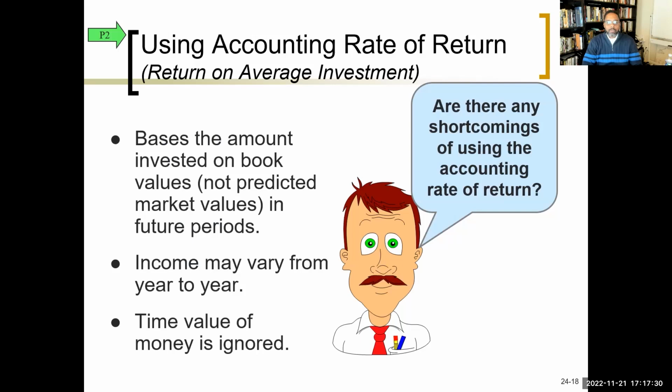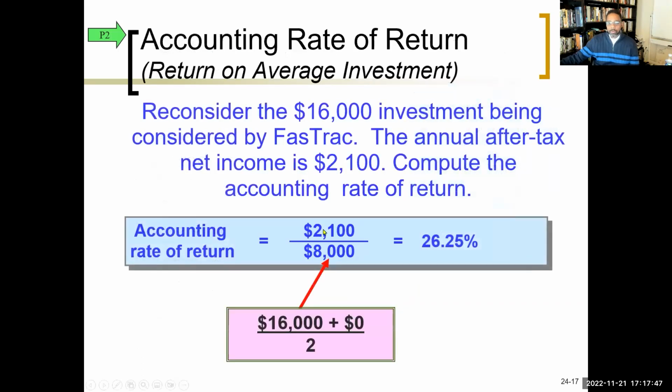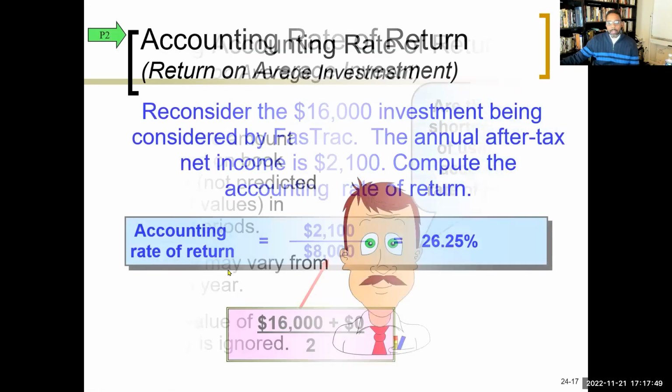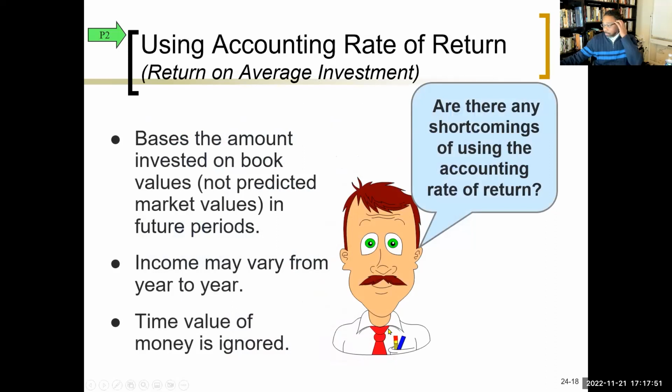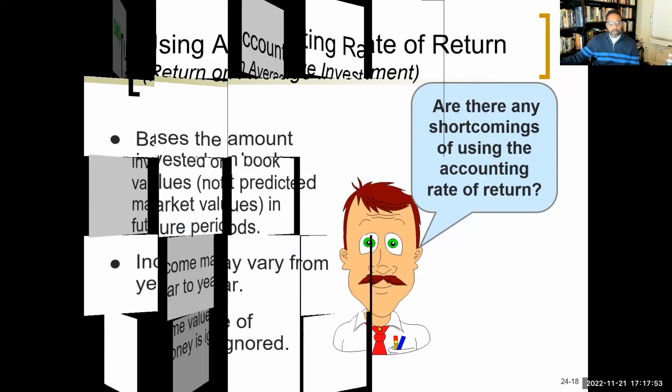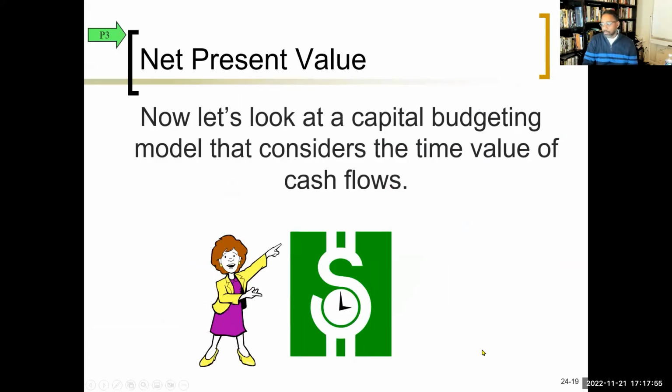But are there shortcomings with this? The basis of the amount invested is the book value, not predicted market values in future periods, which is a problem. Income may vary from year to year. Remember what we just did, this calculation, we were doing the income instead. So it may vary. And then, same situation, time value of money is ignored. So how do we fix that?